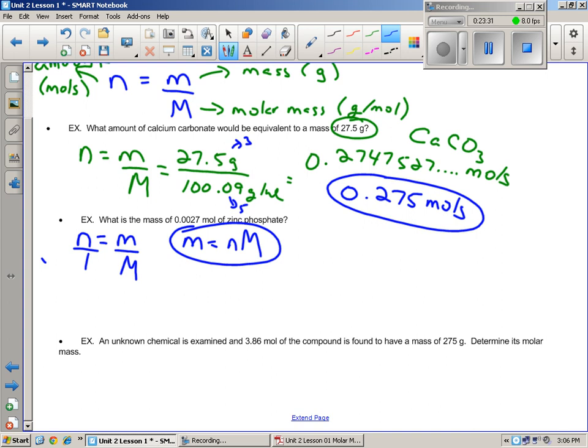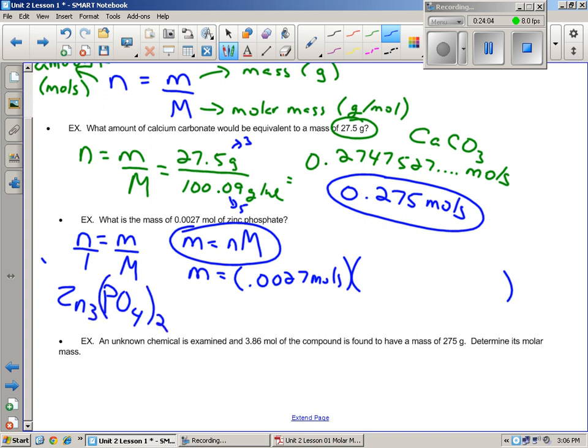Okay, this is what we need to be focused on here. N, of course, is 0.0027 moles, and molar mass, big M, is for zinc phosphate. Well, zinc phosphate looks like this. Once again, if you can't get the right formula, this is not going to work out well for you, because your answer is going to be wrong. I'm telling you right now. Zinc's a 2+, phosphate's a 3-, so swap and drop.